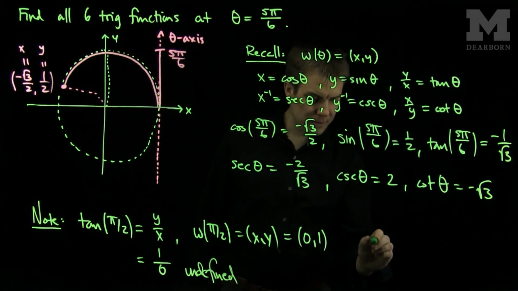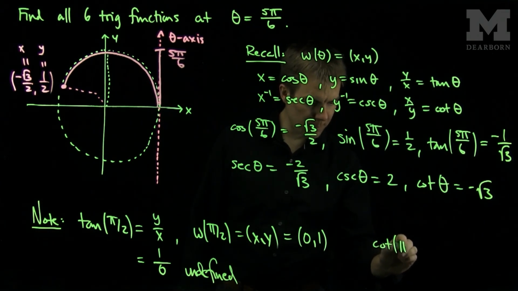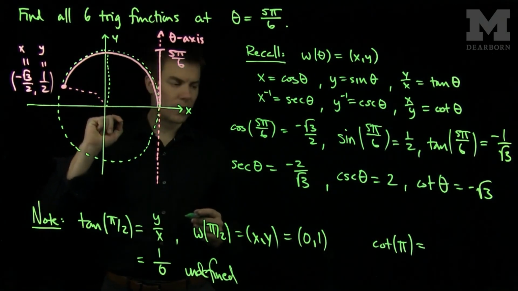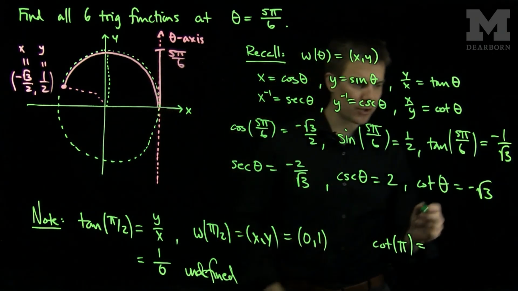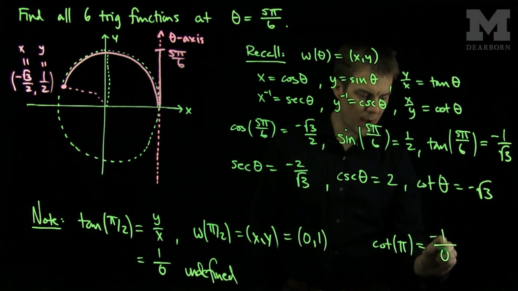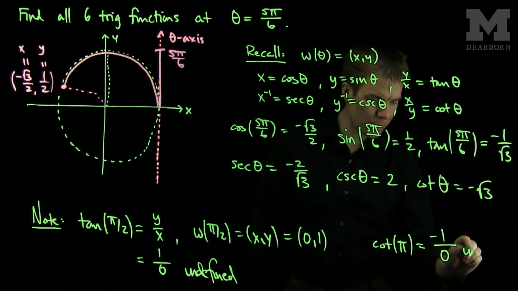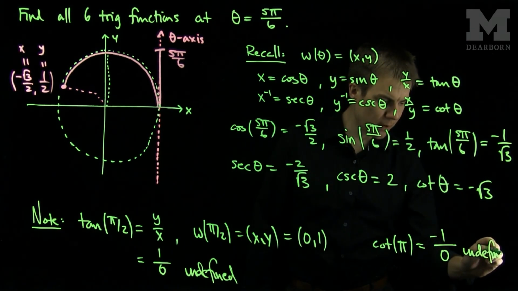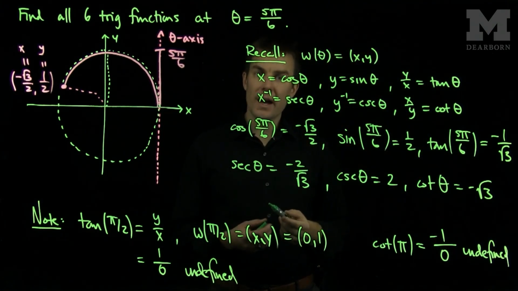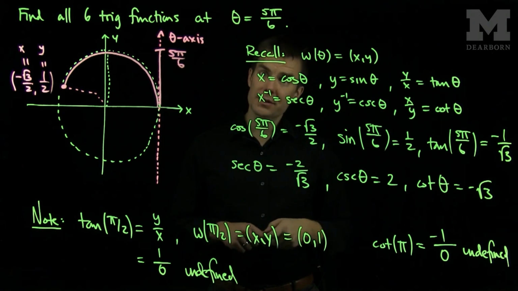Similarly, if we look at the cotangent of a point like pi, we see that pi will correspond to negative 1, 0 with the wrapping function. So the cotangent of pi will be x, which is negative 1, over y, which is 0, and this will also be undefined. So the functions tangent, cotangent, secant, and cosecant do not exist or are undefined at certain values of theta.